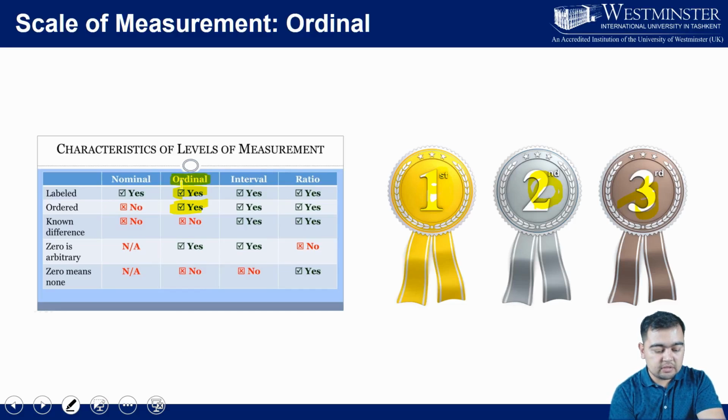right? Because it's already labeled as we said, so it's at the same time a nominal data, but since we have a certain order, from the first to the third place, then it becomes what? It becomes an ordinal data, right? And at the same time, we have a so-called zero arbitrage for this particular data set. We will talk about that later.